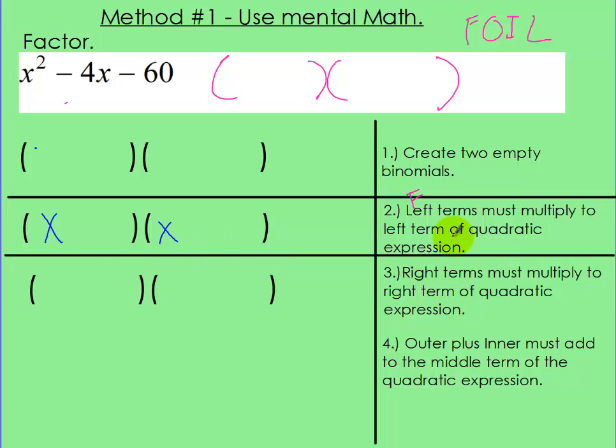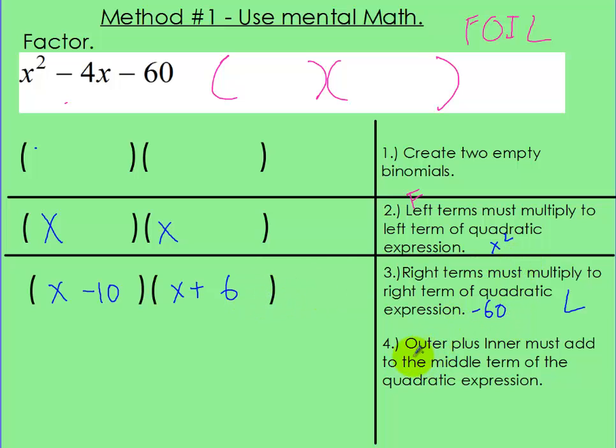Now the right terms must multiply to the right term of the quadratic expression. When I say right terms, that's like the L, the last in FOIL. So they must multiply to negative 60 in this case. You have to guess 2 numbers that multiply to negative 60. In this case, I'm going to guess negative 10, so it'll be x minus 10, and x plus 6, because negative 10 times positive 6 is negative 60.